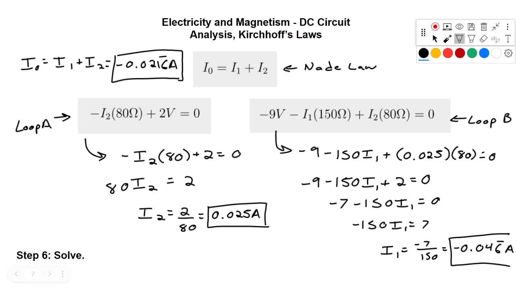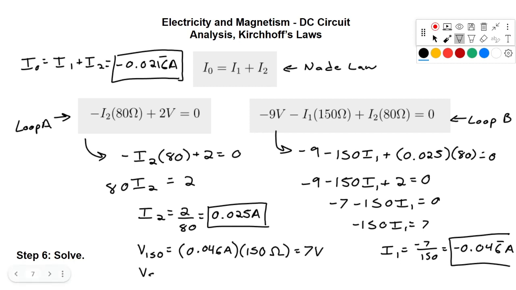So now to assess the voltages across each of the resistors, it becomes fairly simple. So if we want the voltage across the 150 ohm resistor, that went through I1. So the current there, as we said before, is 0.046 amps. And again, we don't have to worry about the negative here. And the resistance, obviously, was 150 ohms. So if we do that math, we end up with 7 volts.